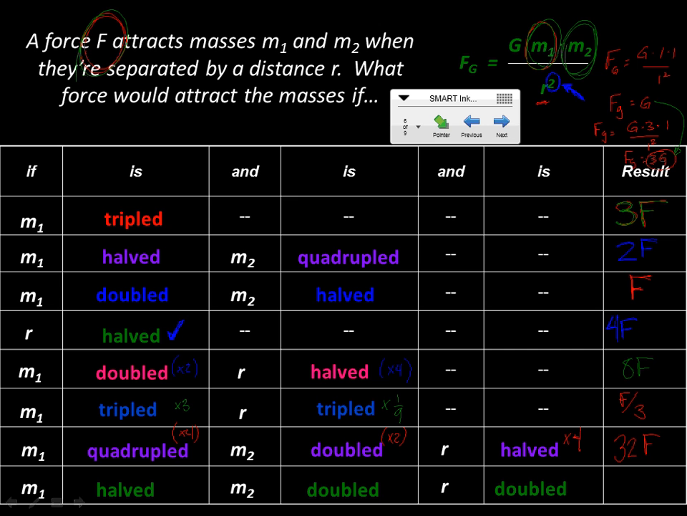And the last one. Well, half one of the masses. You half one of the masses, that's half the force. You double the mass, you double the force. You double R, R gets 2 times bigger, F gets 2 squared times smaller, or 1/4 as big. Total answer, F over 4.